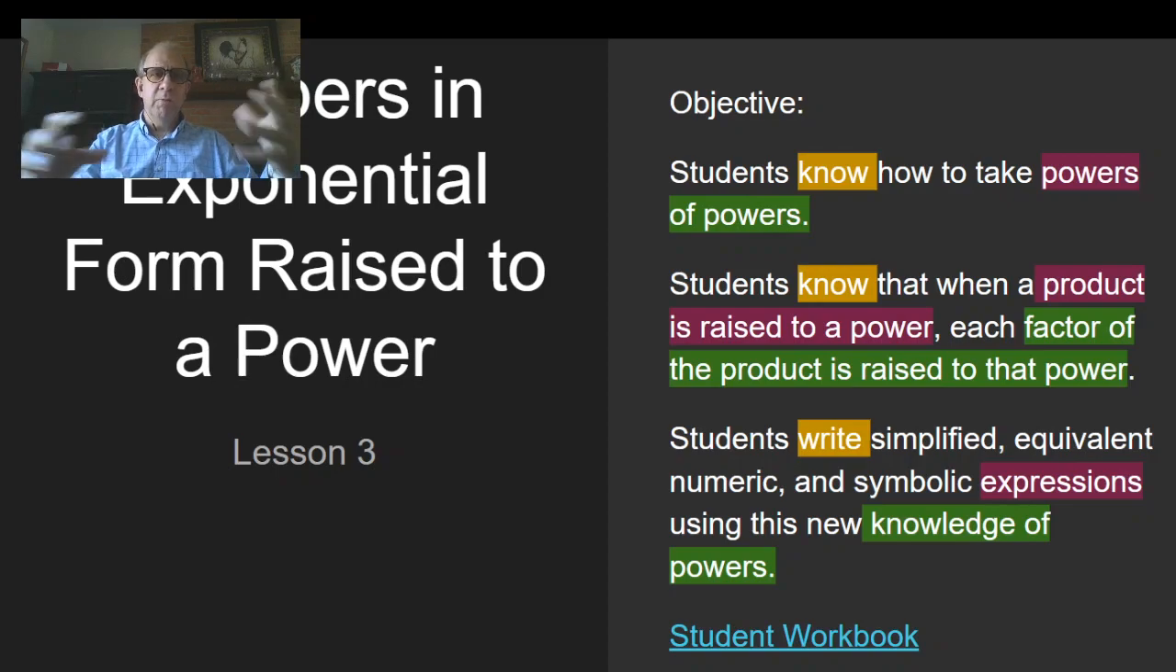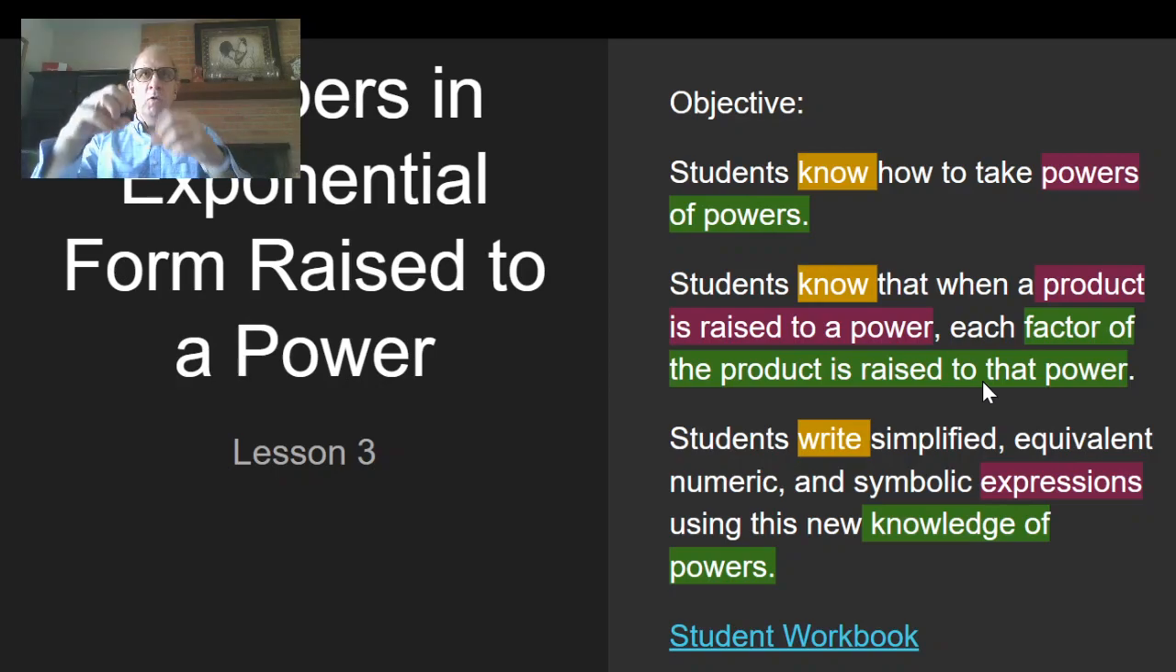Now we're going to take the exponents raised to a power. So 3 to the power of 5, and then we're going to raise that to the power of 4 or something. So we will know how to take powers of powers. We will know that when a product is raised to a power, each factor of the product is raised to that power, right? So 3 to the power of 4 raised to the fifth power means 3 to the power of 4 times 3 to the power of 4 times 3 to the power of 4 times 3 to the power of 4 times 3 to the power of 4. I think that's 5. Okay.